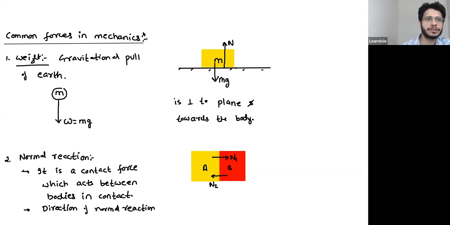If your body is placed in this way, this is the x-axis, this is the y-axis. These are two surfaces, one horizontal and another vertical surface. And we have placed the body in this way.